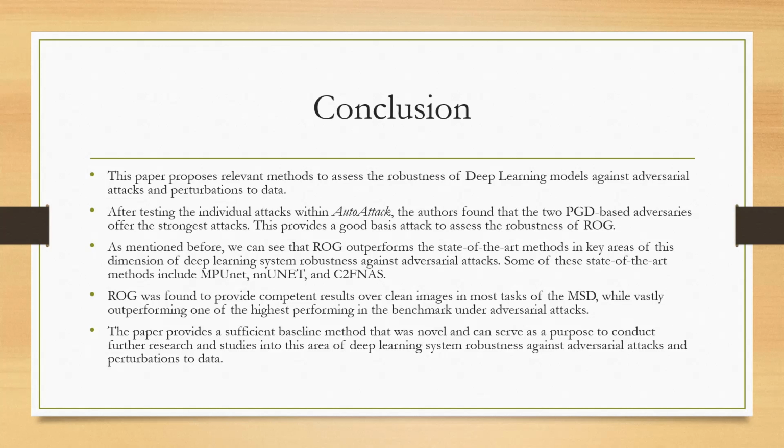We can see that ROG outperforms the competing MPUNet, NNUNet, and C2FNAS networks or models when it came to efficiency, robustness, or even both. ROG was a pretty competent method when performed over clean images in most tasks of the MSD, while performing better than one of the highest performing benchmarks under the adversarial attacks dimension. So regarding these findings, it's safe to say that ROG provides a good, strong novel baseline method and can be used as a tool to conduct further research and develop better solutions in this area of deep learning.